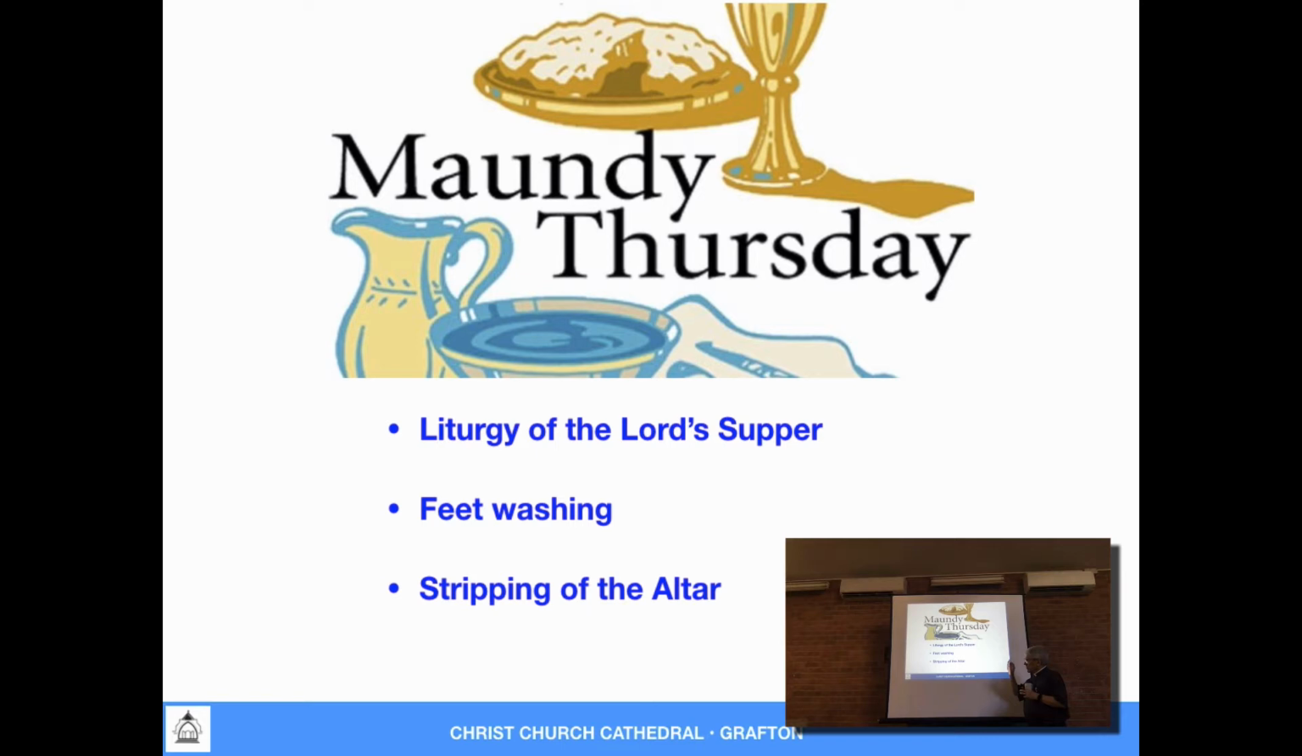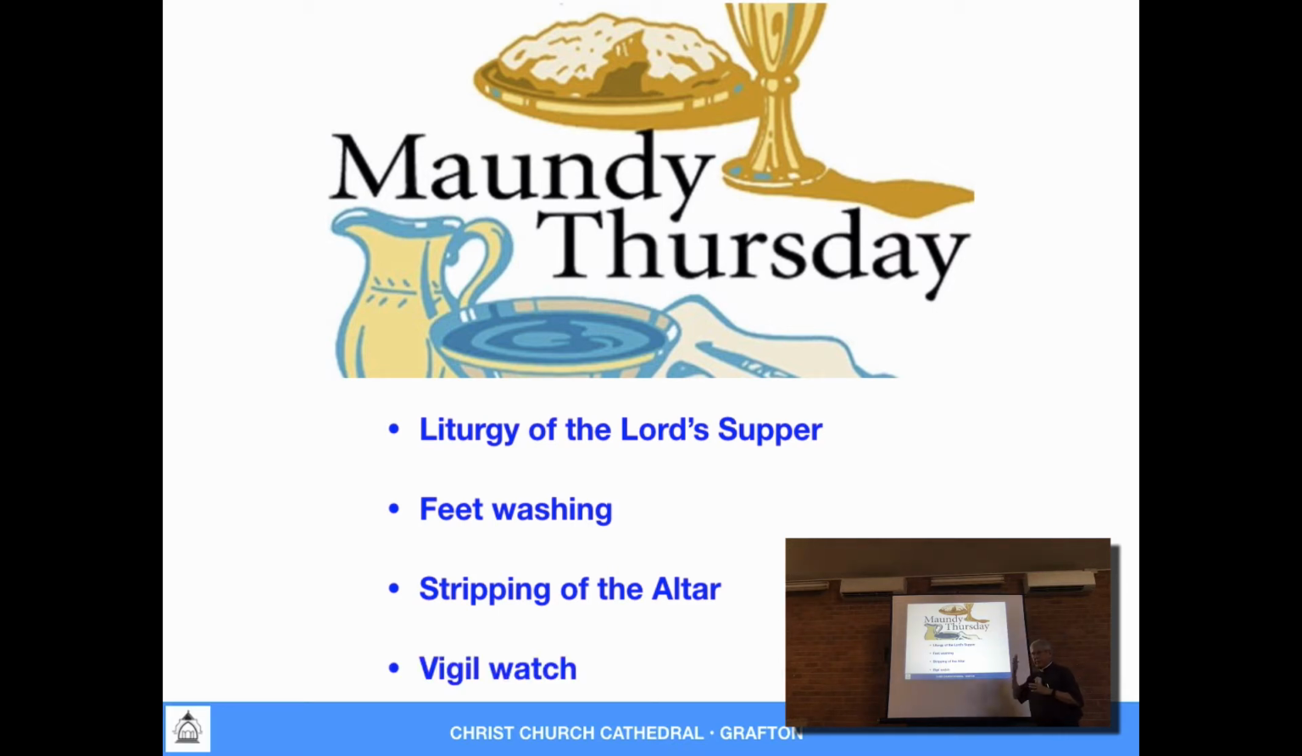At the end of the service, remember, the mood changes, and we go from celebration to the sense of being betrayed and abandoned. The way we mark that is the lights go down, and we strip the altar. We take all the candles and altar cloths. By the time that's finished, it's just a bare table. The idea is to represent Jesus being abandoned in the Garden of Gethsemane. That's the idea of that ritual. Not exactly a reenactment, but a ritual action to commemorate Jesus being abandoned.